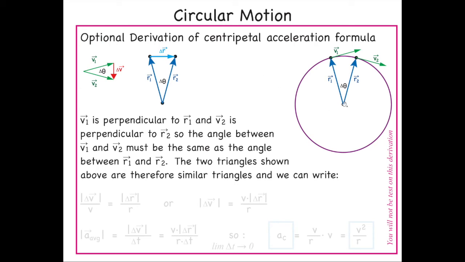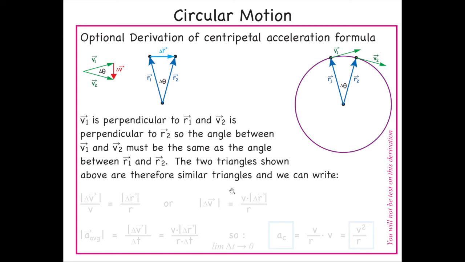So notice for circular motion that the instantaneous velocity at position 1 is perpendicular to the position vector, r1. And at position 2, v2 is perpendicular to r2. Since v1 is perpendicular to r1 and v2 is perpendicular to r2, then the angle between v1 and v2 must be the same as the angle between r1 and r2. The two triangles that we show here are similar triangles, right, since they have the same angle between them.